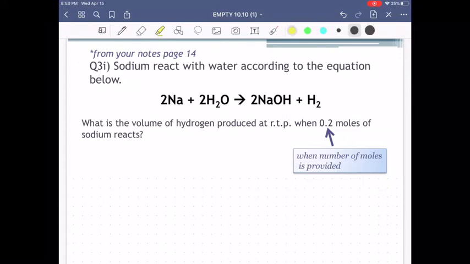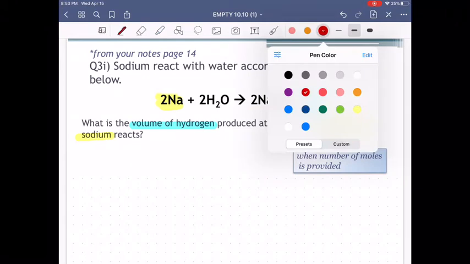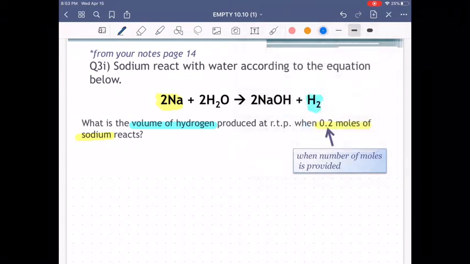Okay, so I highlight the yellow one with sodium. Then you are asked to find volume of hydrogen, so let me highlight it in blue. These two things you must write into the ratio form as usual: 2Na to the ratio of H2.